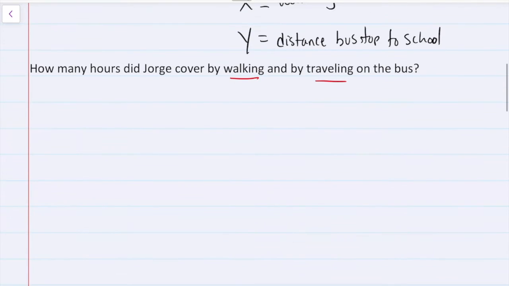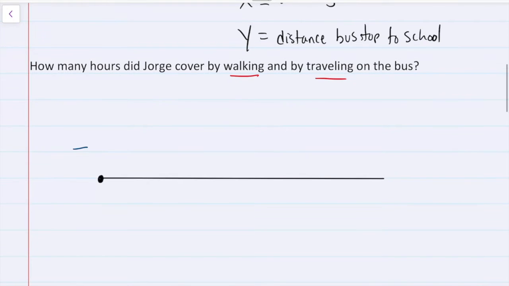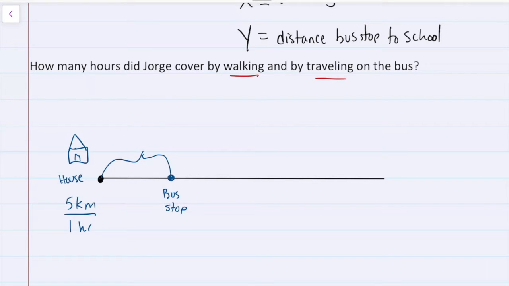So let's set up a picture. Let me try to make a straight line here as best as I can. There you go. Perfect. We could say this is the beginning, which could be the house. We could draw a nice little house here. And now we have the student, Jorge, who walked all the way to the bus stop. Let's just say it's right here. This is the bus stop, right? So Jorge walked all of this at a speed of 5 kilometers per 1 hour. That's how fast he was walking.